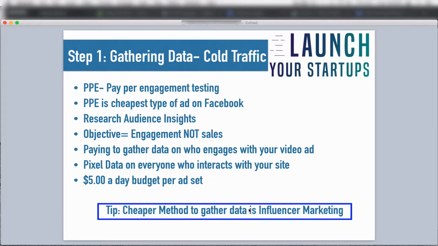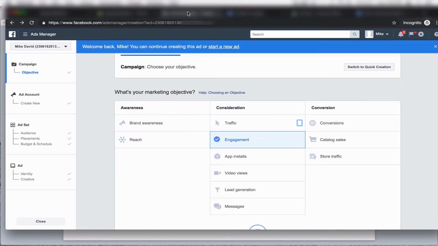So step 1, gathering data. So this is cold traffic. If you go back and take a look at the sales funnel, this is the very top. You want to do the pay per engagement. So if you go over here, your objective is pay per engagement. That's what you want to choose.